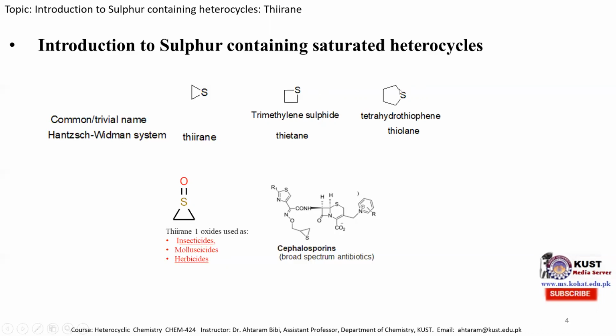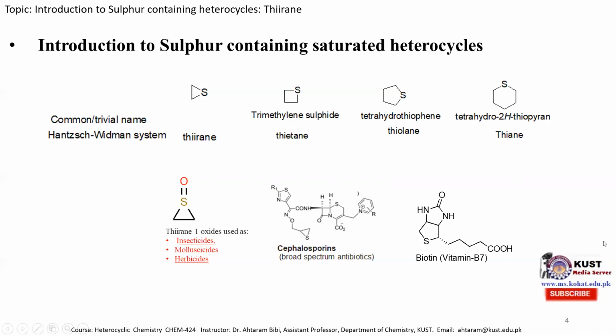The third one is the 5-membered saturated sulfur-containing heterocycle, and the IUPAC name is thiolane, while the common name is tetrahydrothiophene. And this 5-membered sulfur-containing heterocycle is biologically more important as compared to the 4-membered ring and 6-membered ring, and it is present in various types of medicine and drug molecules, such as one can see over here that it is a component of biotin, which is vitamin B7, and vitamin B7 has a lot of application in our daily life.